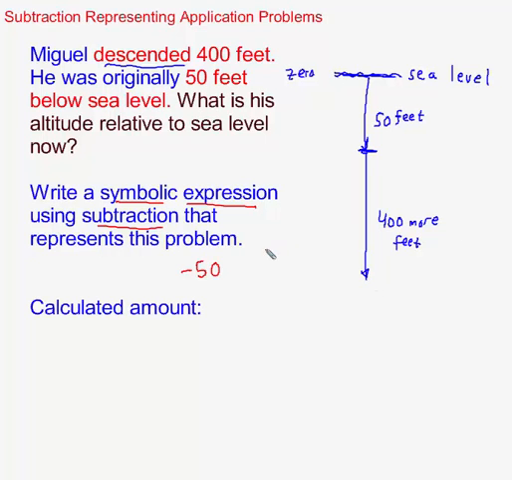To write this as a subtraction problem, you can think of it as his original position was negative 50 feet, but because he went down further, we will subtract 400 feet, and then the calculated amount would be that negative 50 subtract 400 is negative 450, and that can be thought of as his new position. As he was 50 feet below sea level, when he went 400 more feet below sea level in the negative direction, that put him at a total of 450 feet below sea level, and a position of 450 feet below sea level can be thought of as a position of negative 450.